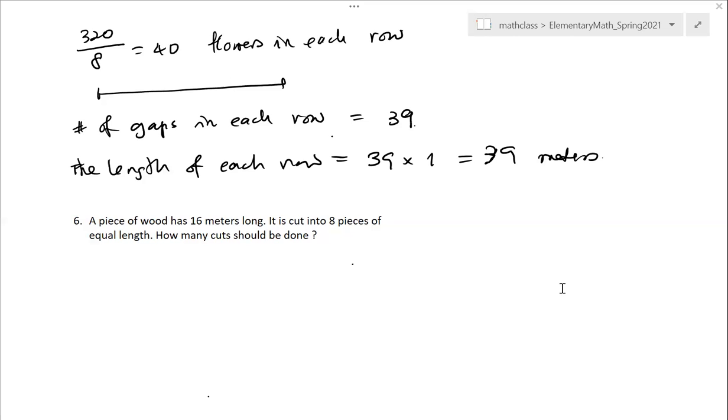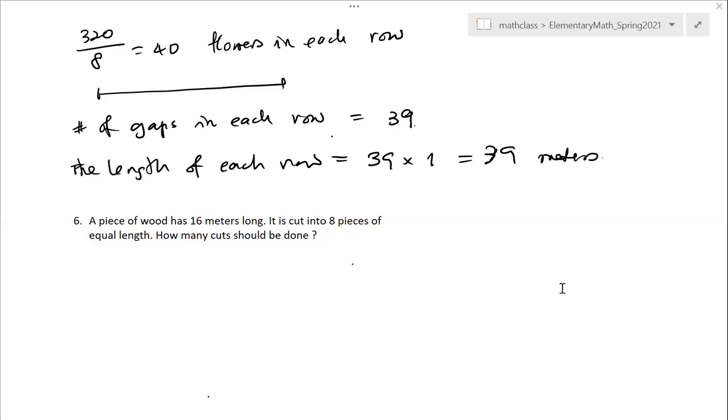A piece of wood is 16 meters long. It is cut into 8 pieces of equal length. So that means 8 pieces. How many cuts should be done? 8 pieces. So how long is each piece? Each piece is 2 meters long. That's right. So 8 pieces total 16.